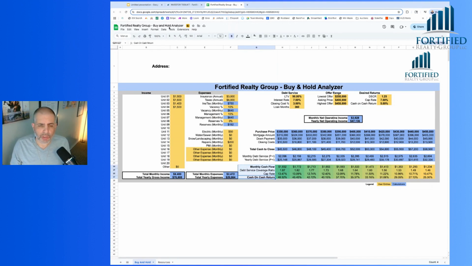So we have all these tools. If you're thinking of investing in real estate, you have to understand these metrics. And if you understand these metrics, you're going to be very successful.